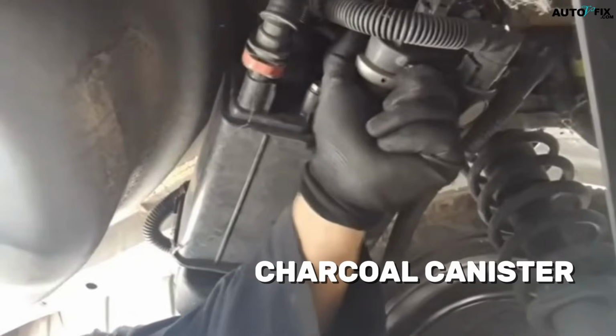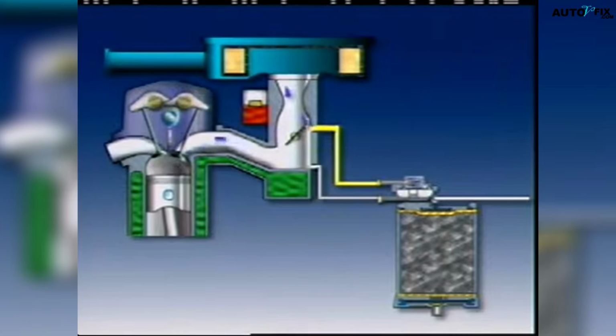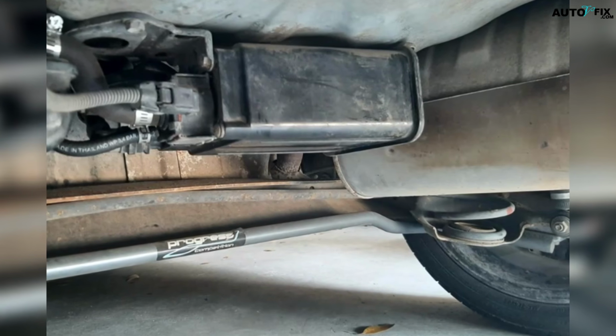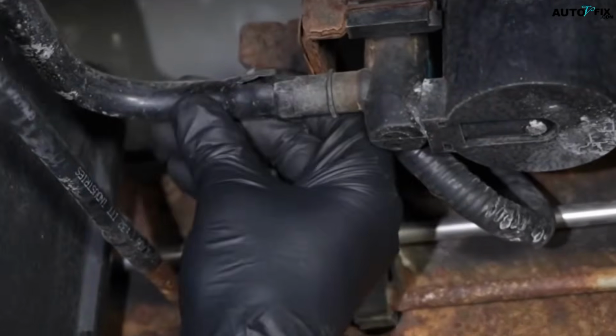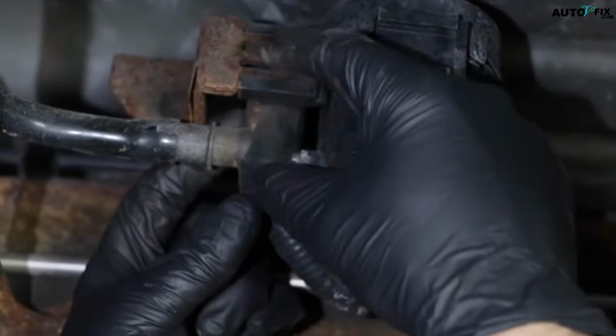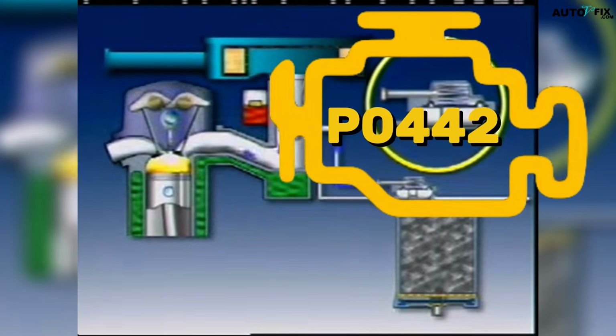The charcoal canister is another component that deserves a careful inspection. Its job is to store fuel vapors until the engine is ready to burn them, but because it's often mounted underneath the vehicle, it's exposed to rain, dirt, road salt, and flying debris. Over the years, the plastic housing can develop small cracks, or one of the hose connections can become loose. Both can allow just enough air into the system to trigger a P0442 code.